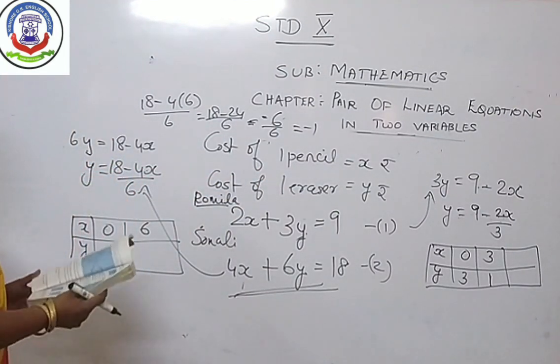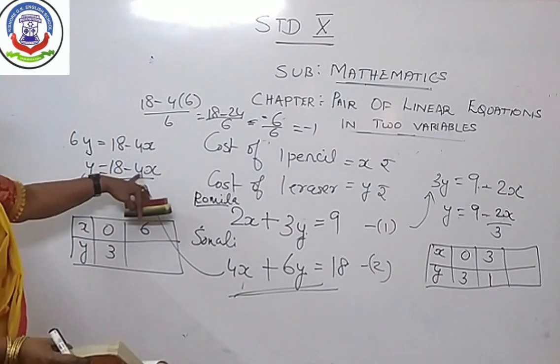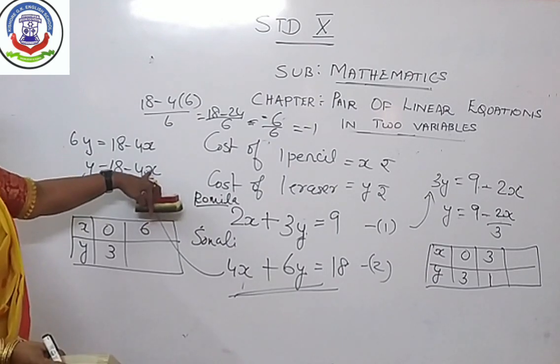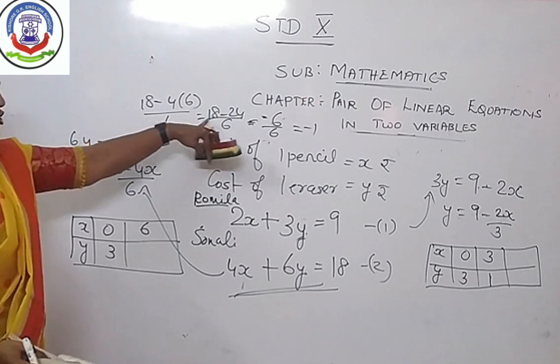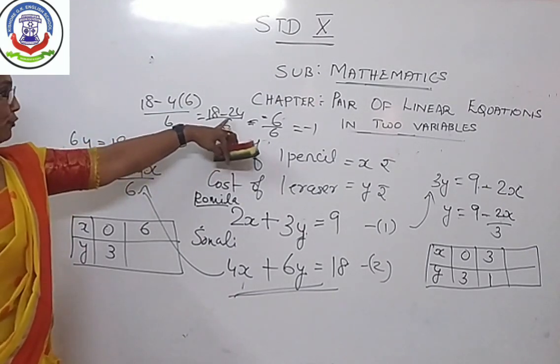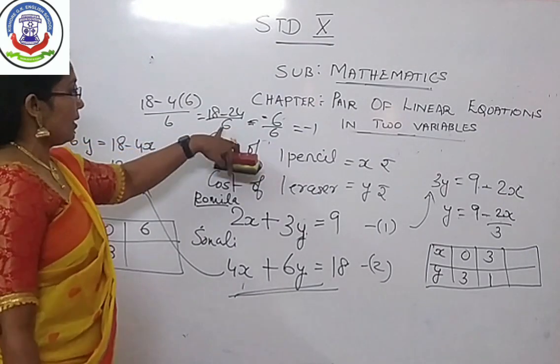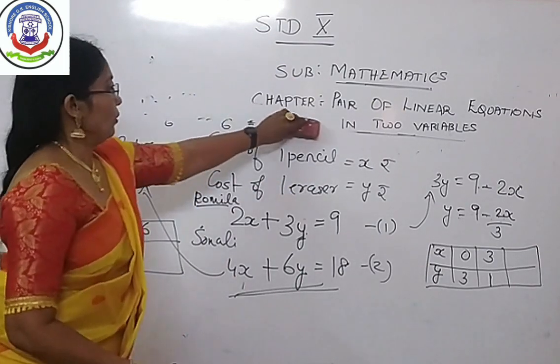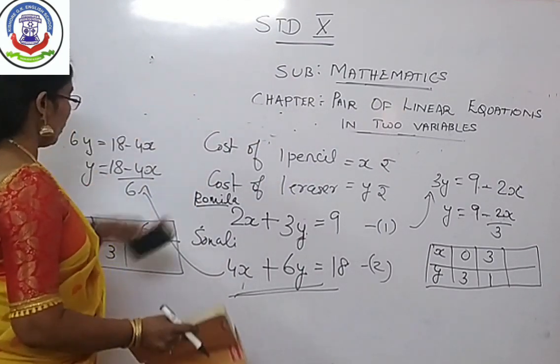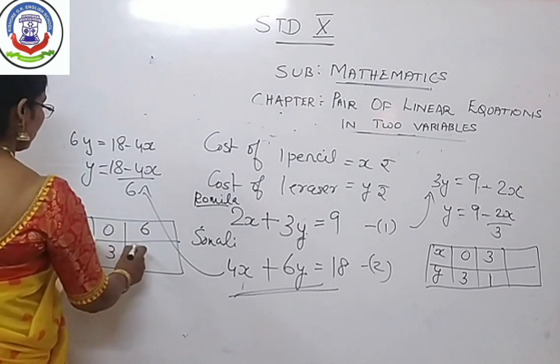So when you are putting here, 18 minus 4 sixes are 24. 24 minus 18, the subtraction of 24 and 18. 18 minus 24 is coming as minus 6 divided by 6. You are going to get minus 1. So now minus 1 you are going to write here.